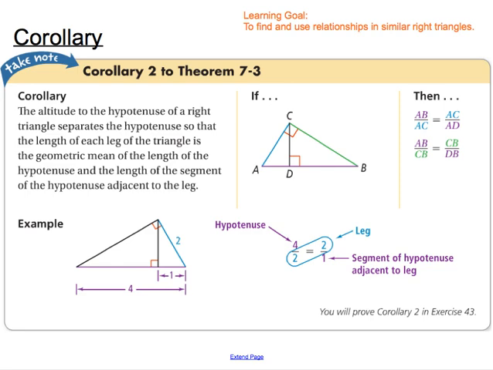It states that the altitude to the hypotenuse of a right triangle separates the hypotenuse so that the length of each leg of the triangle is the geometric mean of the length of the hypotenuse and the length of the segment of the hypotenuse adjacent to the leg. So here we can see that AB over AC equals AC over AD, and AB over CB equals CB over DB. So we'll take a closer look at these formulas in just a second.